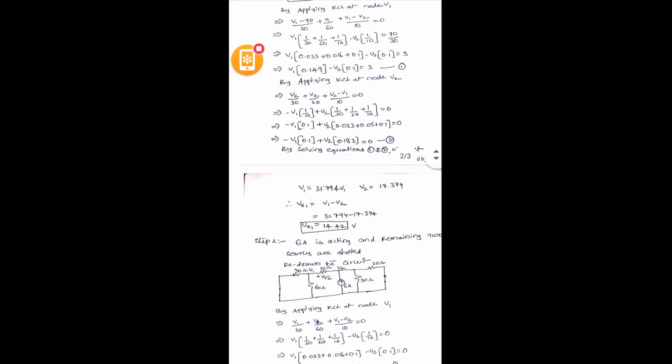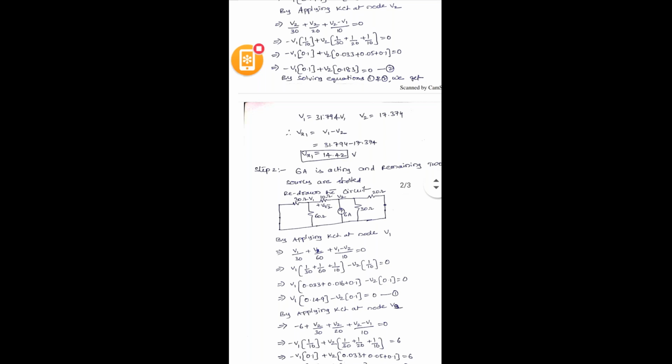Now we write the V1 and V2 terms: V1 (1/30 plus 1/60 plus 1/10) minus V2 (1/10) equals 0. Simplifying from the above, 0.149 V1 minus 0.1 V2 equals 0. This is equation 1.